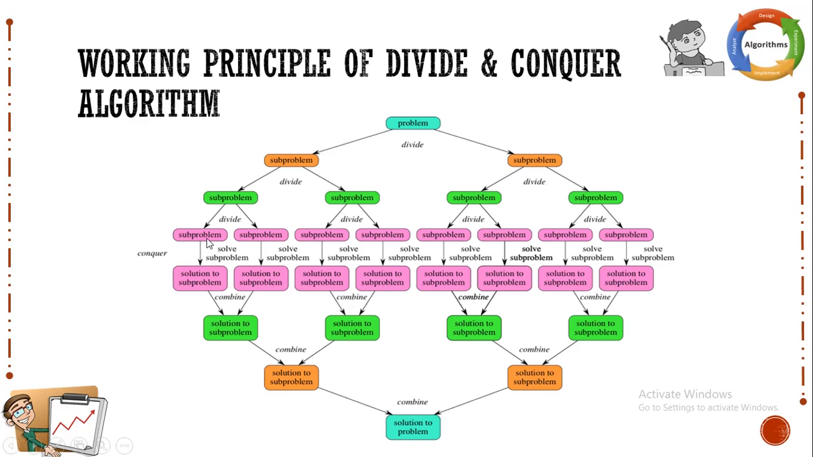After that, you can see the initial stage is divide. Then we have a conquer stage. In the conquer stage, we provide a solution to the subproblem. And once we find a solution to all the subproblems, we try to combine them. So you can see here the two subproblems are combined. Further, they are combined together, and finally we get a solution to our original problem.